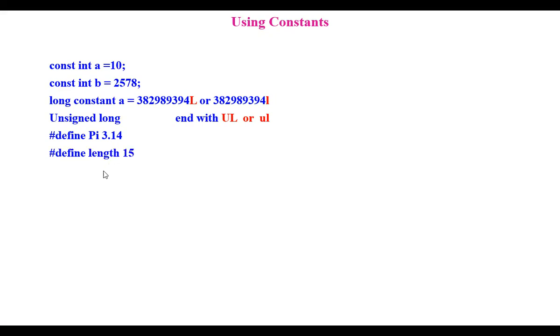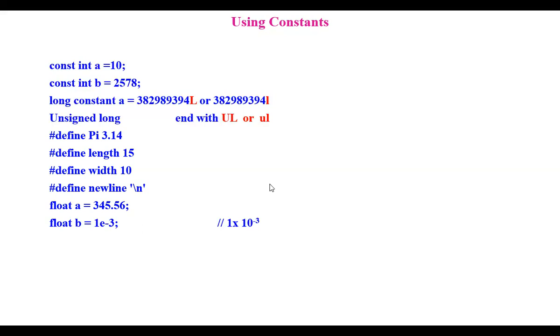You can define anything. Length is defined as 15 and width is defined as 10. That means whenever you use this length in that particular program, it is treated as 15 only. It won't change. Similarly, a new line can be declared like this. A float value is declared like this. It can even be exponential. A double value or a long double, like this. So this way we'll be declaring the constants. We'll see how they are to be used.